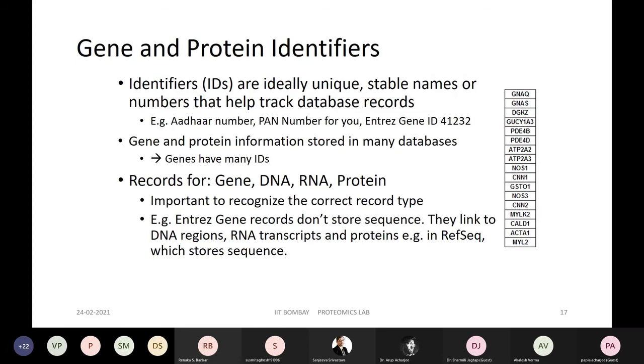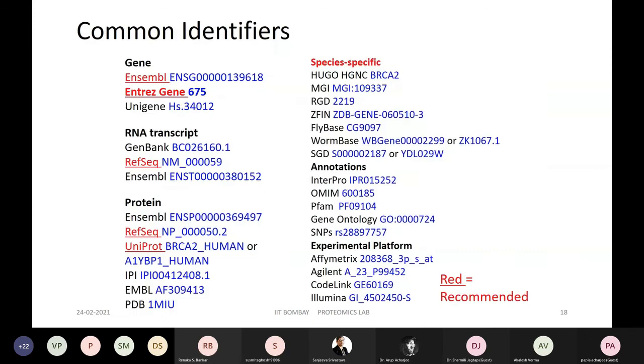Your voter card, I-card, and the driving license all identify you, but basically the numbers are not the same. So you should use a similar identifier. If you're using UniProt, use UniProt. If you're using the Ensembl gene ID, use the Ensembl gene ID. Don't mix and match. So these are the common identifiers. You see, this is only for one single protein, but there are so many kinds of identifiers.